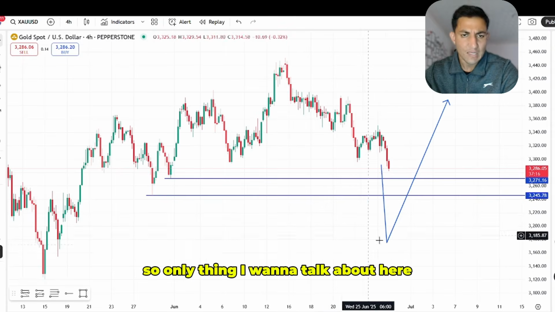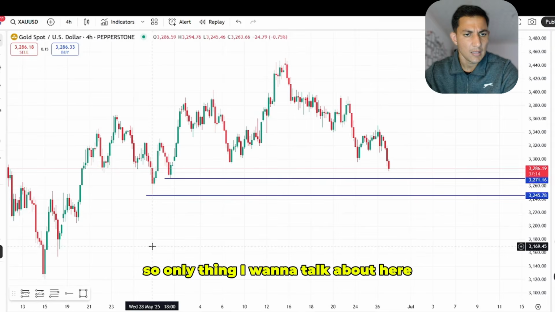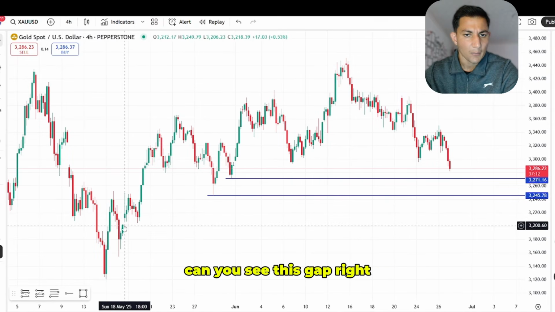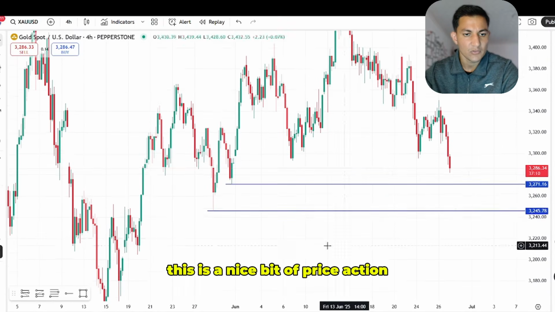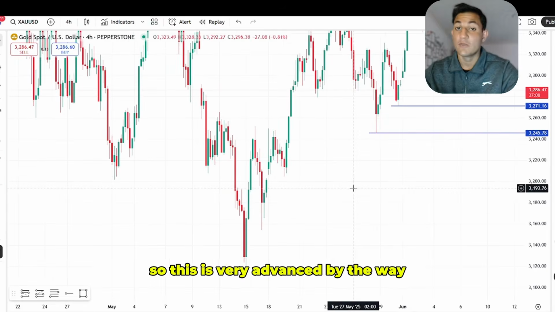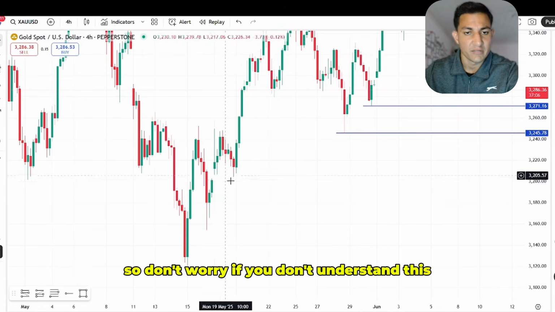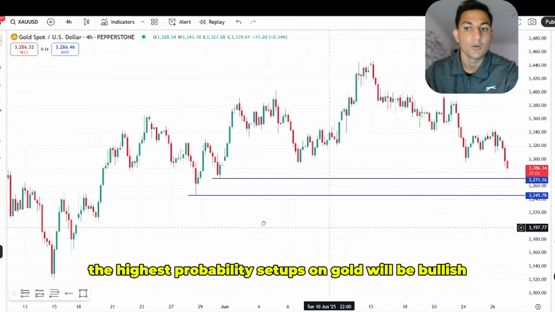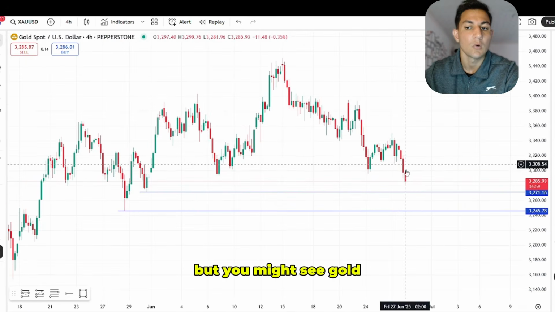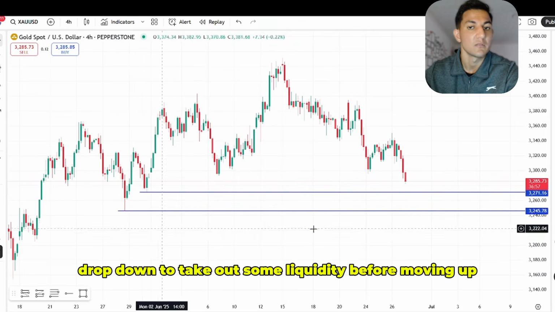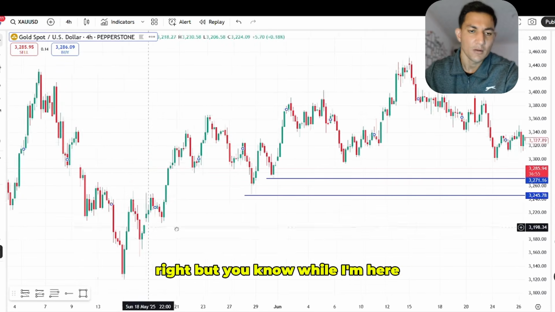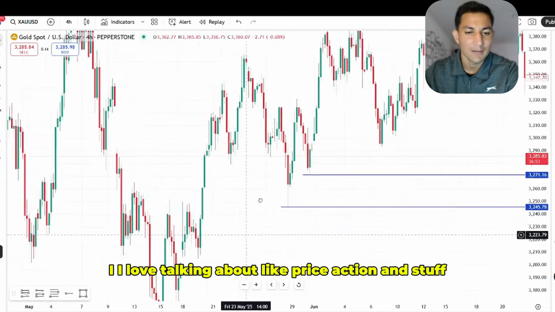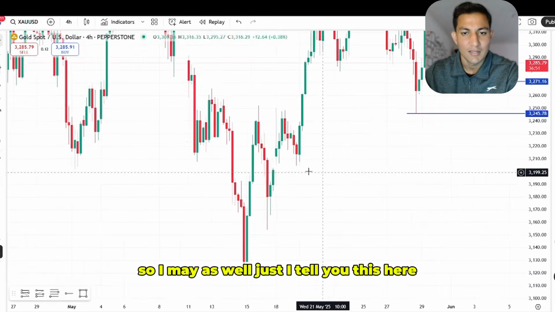So, the only thing I want to talk about here, can you see this gap? This is a nice bit of price action. This is very advanced, by the way, so don't worry if you don't understand this. You really don't need to know this. All you need to know is the highest probability setups on gold will be bullish, but you might see gold drop down to take out some liquidity before moving up, right? But while I'm here, I love talking about price action, so I may as well just tell you this here.